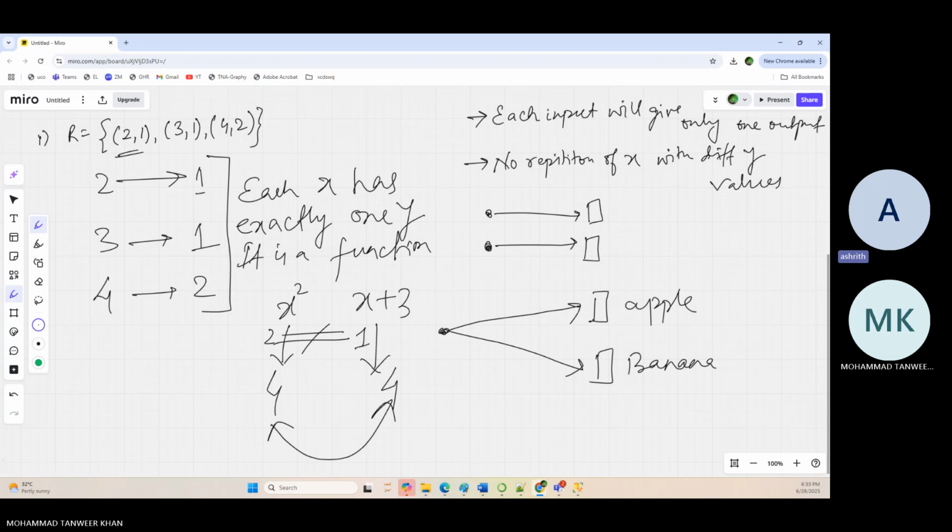Sir, can inputs be repeated? Inputs will not be repeated. If it is getting repeated, then it is not a function. If it is repeated, it has to give the same output only. If it is giving different outputs, it is not a function. If the same output, then it is fine.